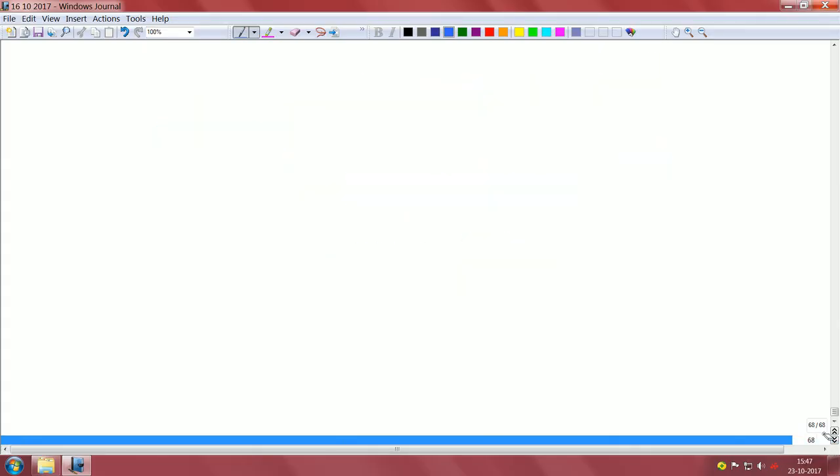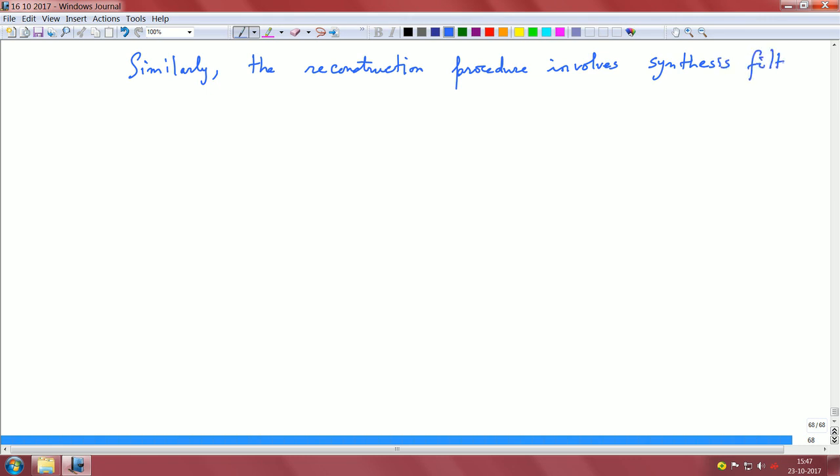Okay. Now we can think about it in a similar way for the reconstruction procedure. Similarly, the reconstruction procedure involves synthesis filters. Let us see how this can be done.